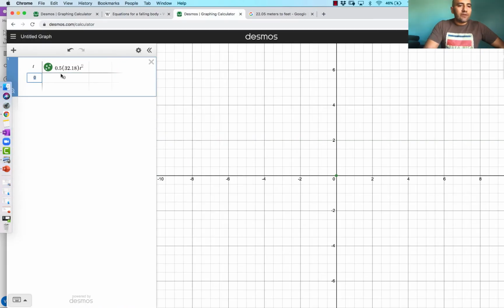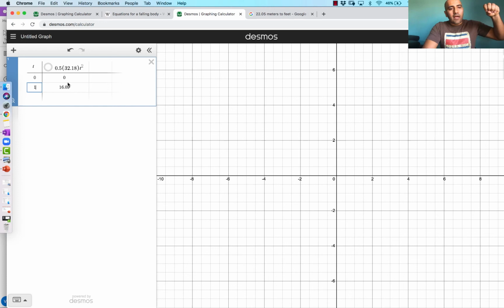Okay, let's use Desmos to get a sense of what this means. So I'm using the table feature on Desmos. I put 1/2 and then times 32.18 t squared here. So if we put a 0 at 0 seconds, you've traveled 0 distance. If we put a 1 here, it means that 1 squared times 32.18 times 1/2, we get 16.09. It means that after 1 second of falling from the top, say we were looking at the top of the Empire State Building, after 1 second, it will have traveled about 16.09 feet.